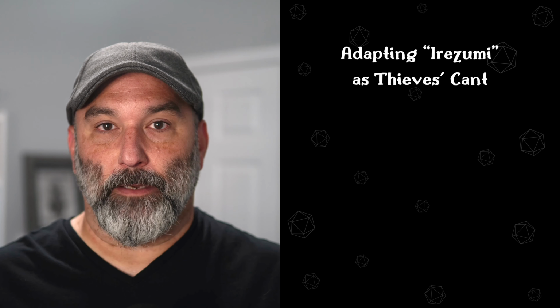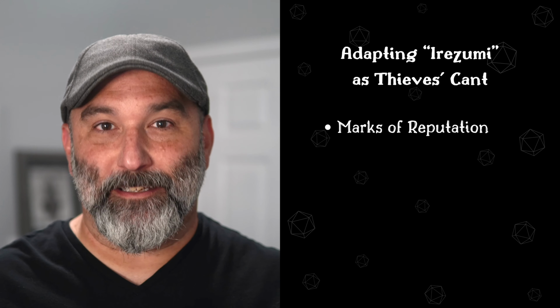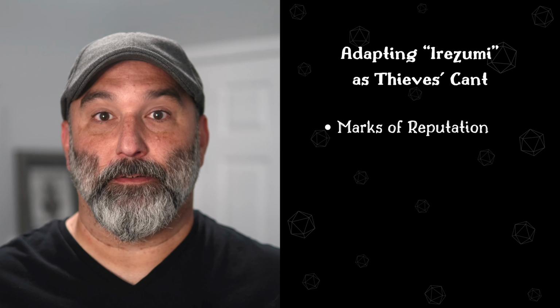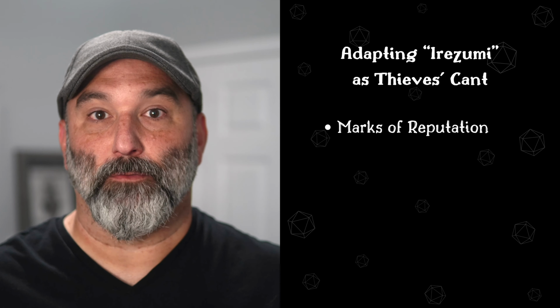So here are a few ideas that you could use to adapt something like Irezumi as part of your Thieves' Cant in your campaign. Now, tattoos could instantly convey the reputation of a rogue, a person's status within an organization, or even a specialized set of skills that they may have. Maybe they're a master thief or an assassin. That could be something that would be really good to know if you run across someone with that tattoo.